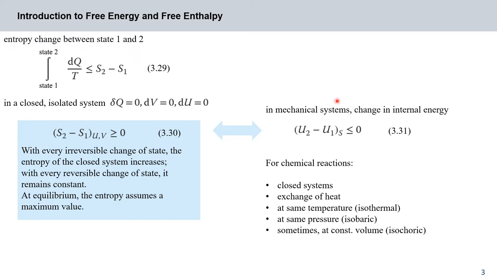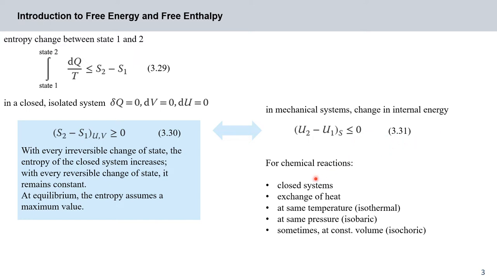So now in mechanics, we are dealing with systems that strive for a minimum of energy, and have reached this energy minimum in equilibrium. So for them, we can write 3.31, which is essentially internal energies U2 minus U1 with constant S is smaller or equal to zero. So we see that in thermodynamics, in the general case, we are dealing with a conflict of two tendencies. On the one hand, we have the effort of a system to increase entropy. This is here in equation 3.30. And we have simultaneously the effort of a system to decrease energy. This is here in 3.31.